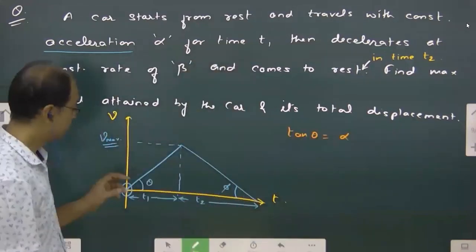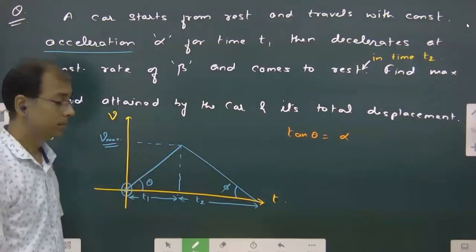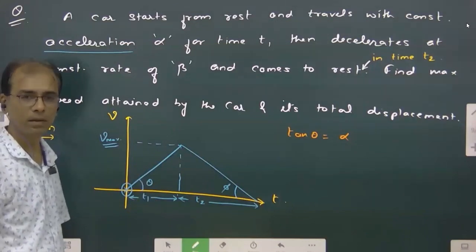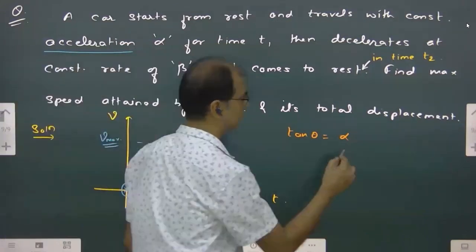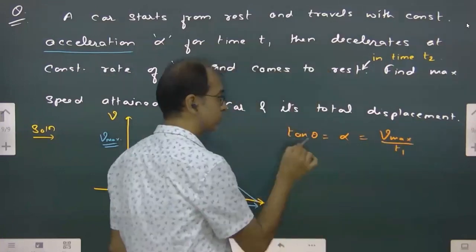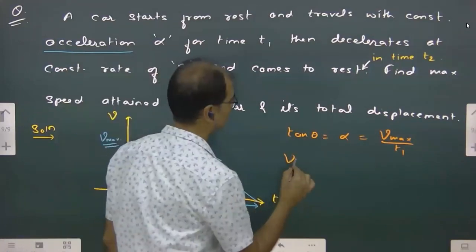Acceleration, if this is tan theta, means what? Height by base. What is height? V maximum. And base is T1. So tan theta is V max by T1. So what is V max? V max is alpha T1. Is this the answer? No.